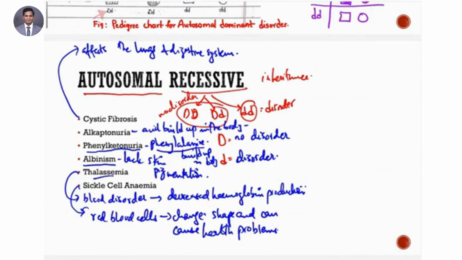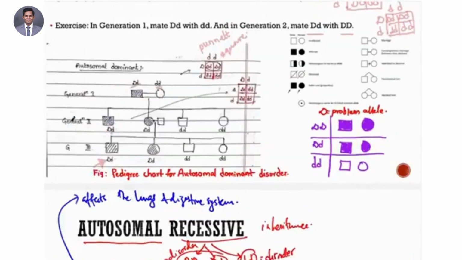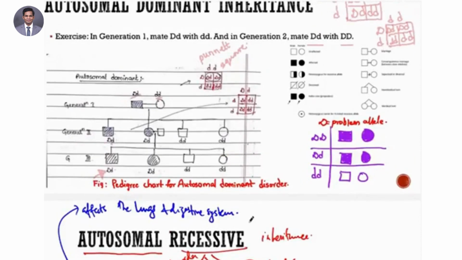Please show the previous pedigree chart again. Okay, once again. Is this what you got, Vinod?